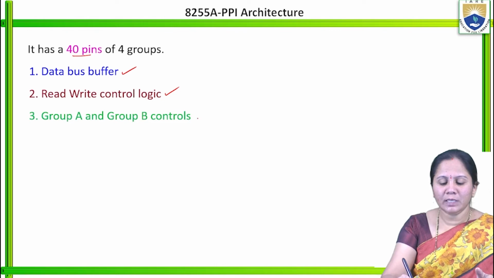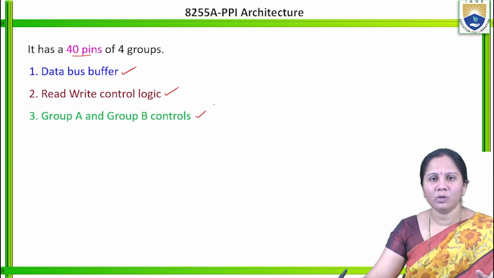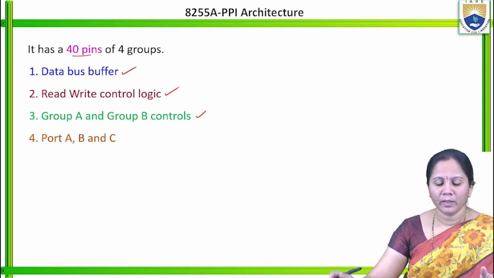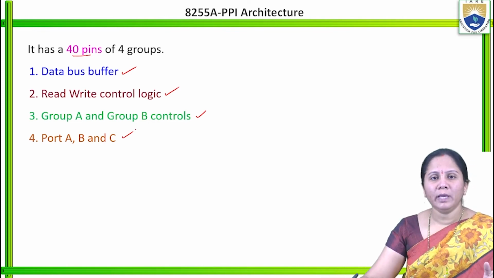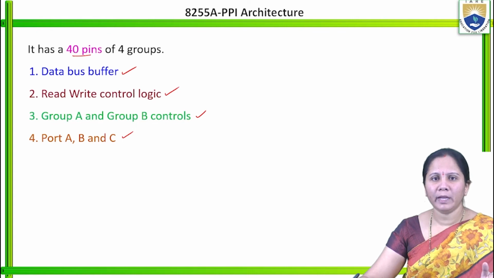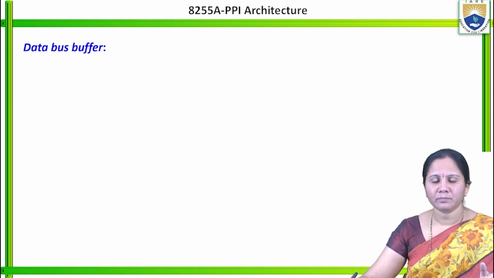And next we will see here group A and group B controls. These two groups will be controlling all the three ports. And the three ports available are port A, port B and port C. All these three ports are 8-bit bidirectional ports.